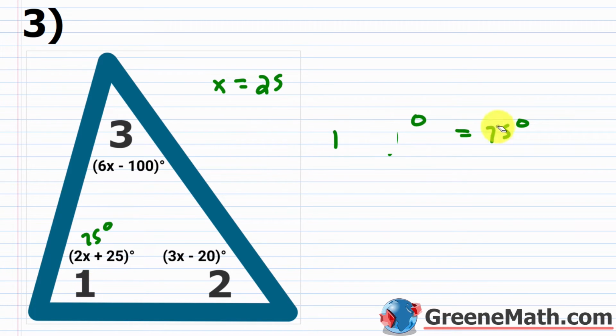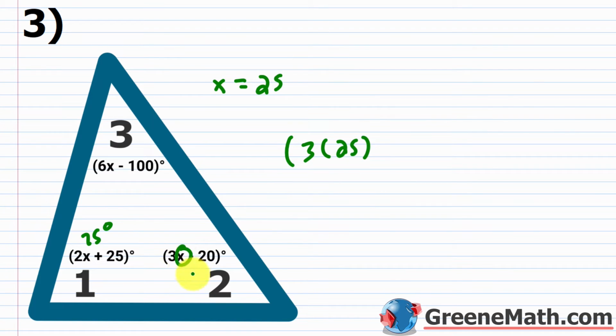Now, if I think about the measure of angle 2, this is going to be the quantity 3 times 25. Just plugging that in for x right there. Then minus 20. Again, this is degrees. So 3 times 25 is 75. 75 minus 20 is 55.